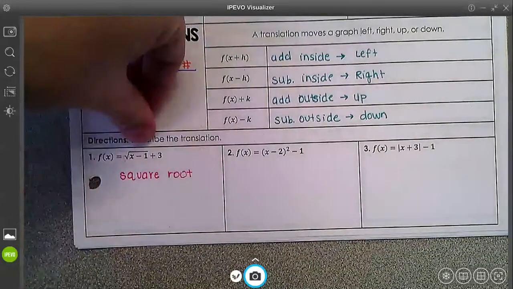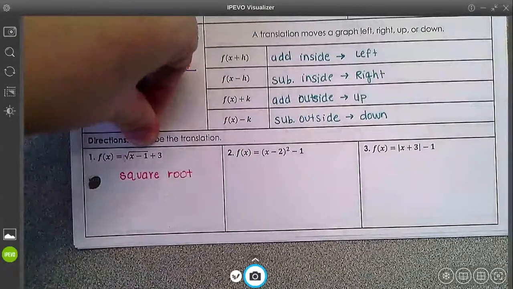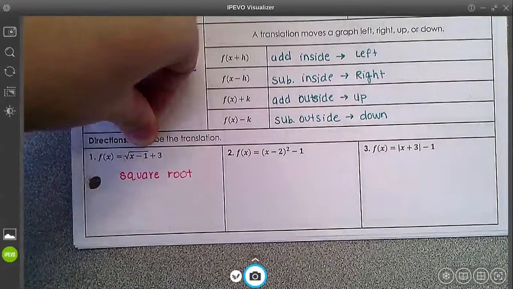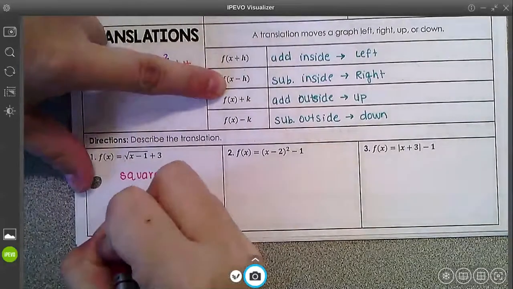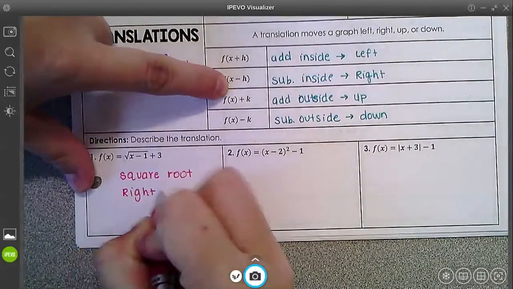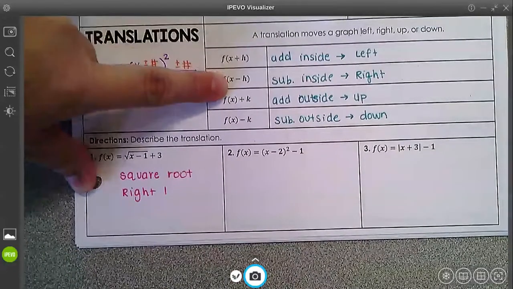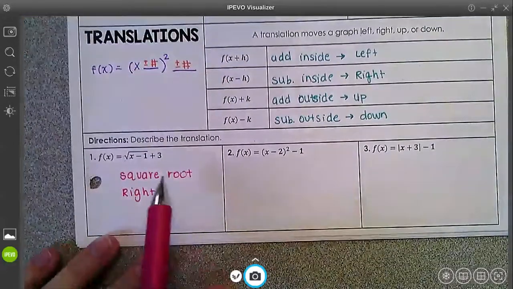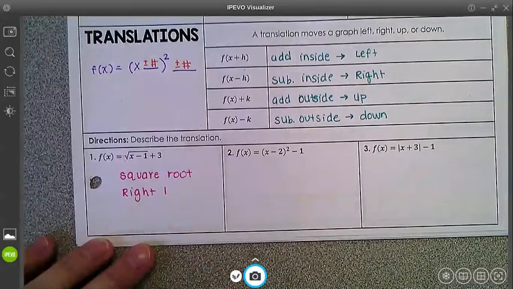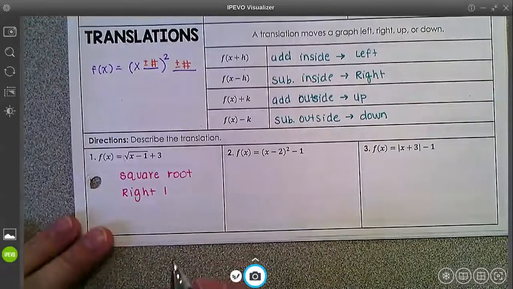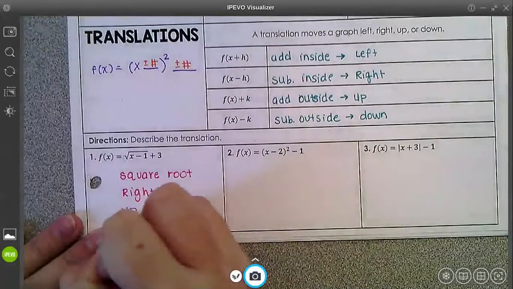Then I have this -1 is under the square root symbol, so that's technically inside. So if I subtracted 1, that's going to move right 1. And this +3, notice that's outside. So that would be up 3.